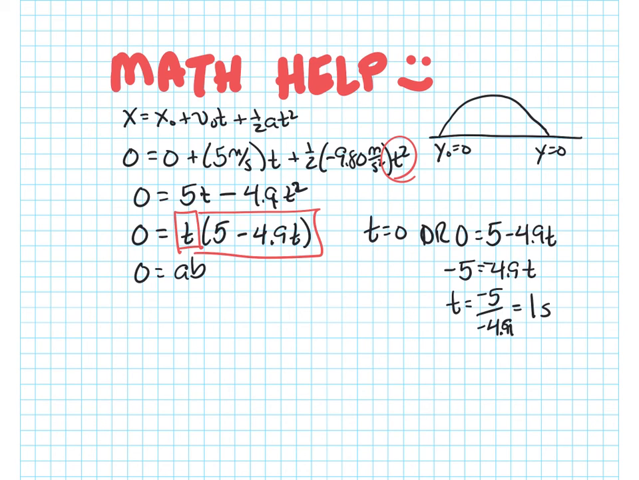So this is saying that when I solve this, I get two answers. At time equals 0, x is going to be equal to 0, or at time equals about 1 second in my made-up problem, x is going to be equal to 0. So that's when it's going to land. That'll be 1 second, and that'll be at 0 seconds.